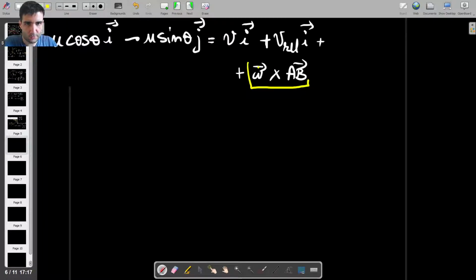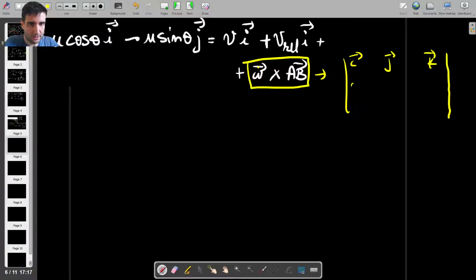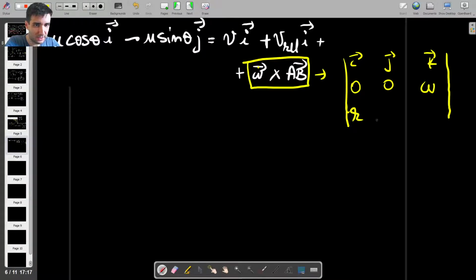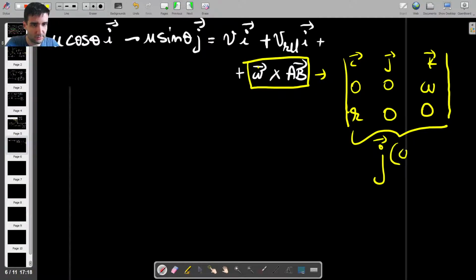Now, this omega cross AB is, of course, the determinant ijk, and then omega is what we're trying to find out, and AB is the distance between the dog and the cat, right? And it's in the x direction, so it just has a value of r, and then everything else is 0, okay? Which means that this determinant only has a j component, which is j times omega r. So if we put everything together, this is what we get.